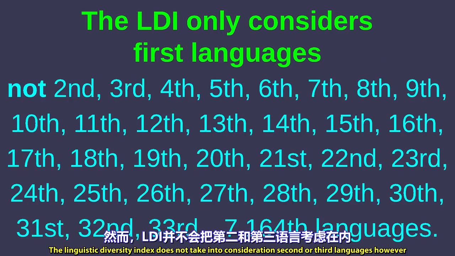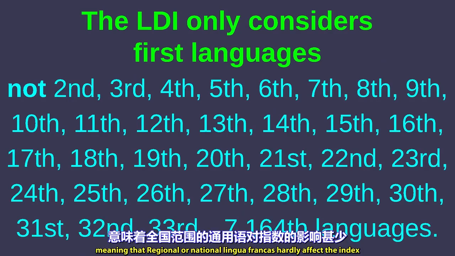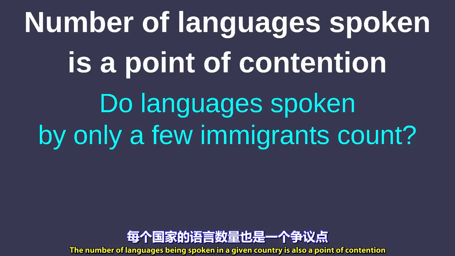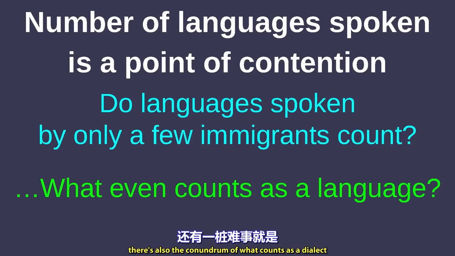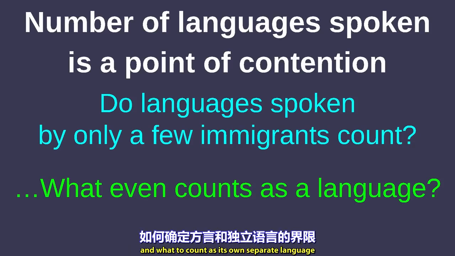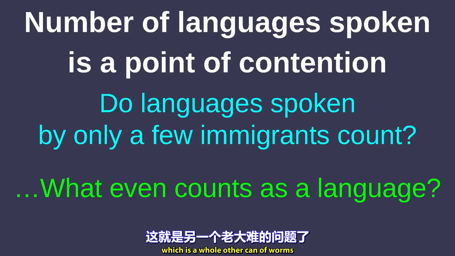The Linguistic Diversity Index does not take into consideration second or third languages, however, meaning that regional or national lingua francas hardly affect the index. The number of languages being spoken in a given country is also a point of contention. Do you count a language that's spoken by only a few people or even a single person who moved from another country? There's also the conundrum of what counts as a dialect and what to count as its own separate language, which is a whole other can of worms.